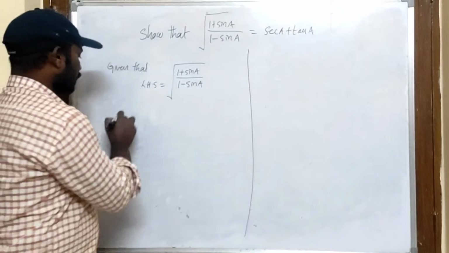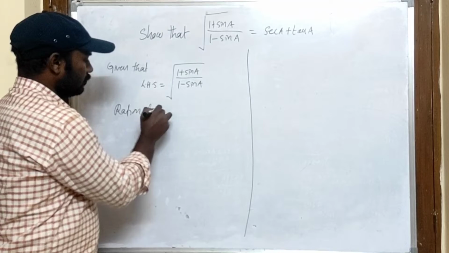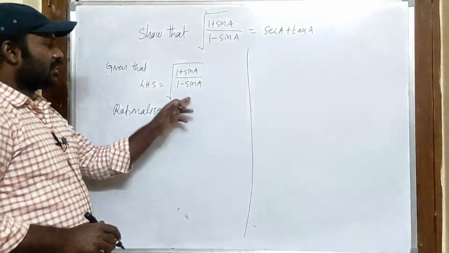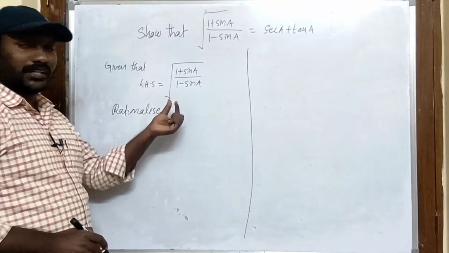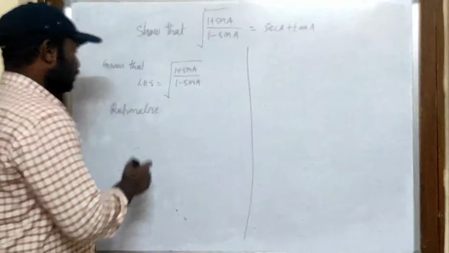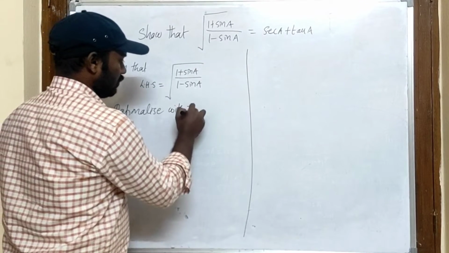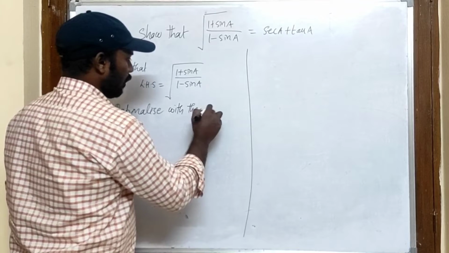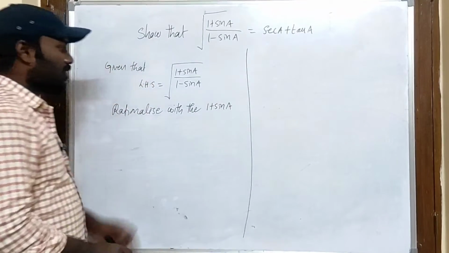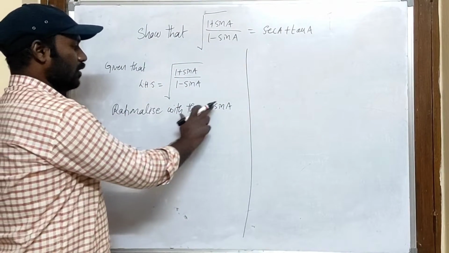We have to rationalize this one with the denominator's rationalizing factor. So rationalize with 1 plus sin A, because what is the rationalizing factor of 1 minus sin A? It is 1 plus sin A. That's why we rationalize with 1 plus sin A.